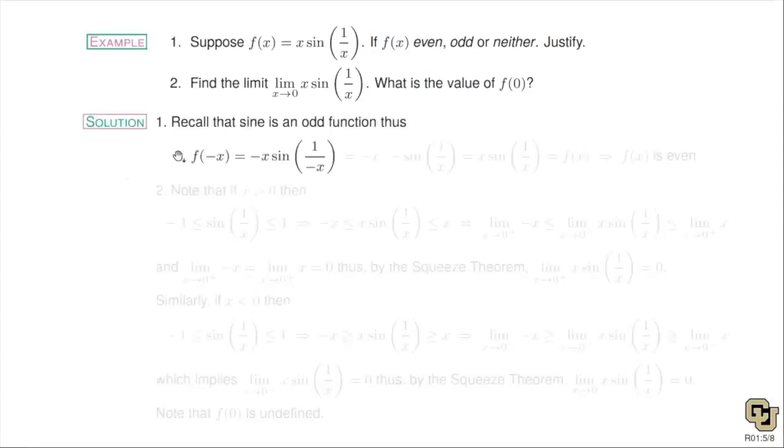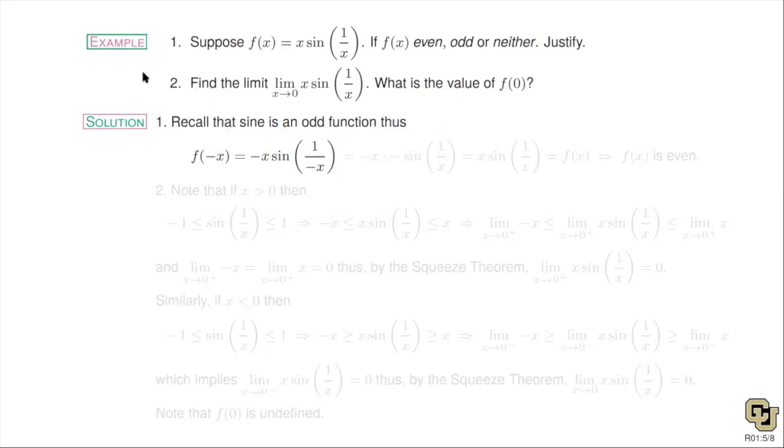I want to plug in negative x into the function. If f of negative x equals f of x, then it's an even function. If f of negative x equals negative f of x, it's an odd function. If f of negative x equals neither, then we have a function that's not even or odd. A function doesn't have to be even or odd, it can be neither. So here I plug in a negative x everywhere an x is occurring in the function.